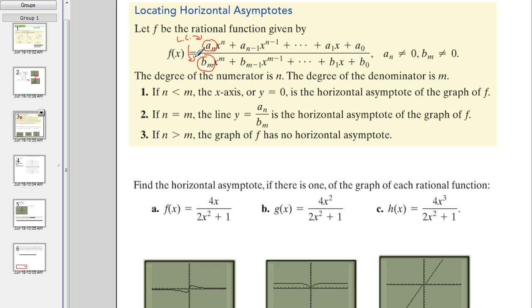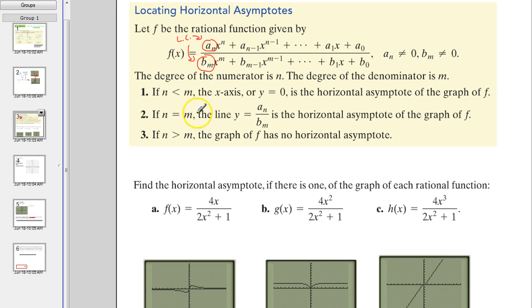coefficient on the bottom. If the degree of the top is smaller than the degree of the bottom, like degree 3, degree 2, degree 2, degree 3, degree 5, degree 6, then y equals 0, or the x-axis, is the horizontal asymptote, meaning the graph will get closer and closer to the x-axis on the left and right side.